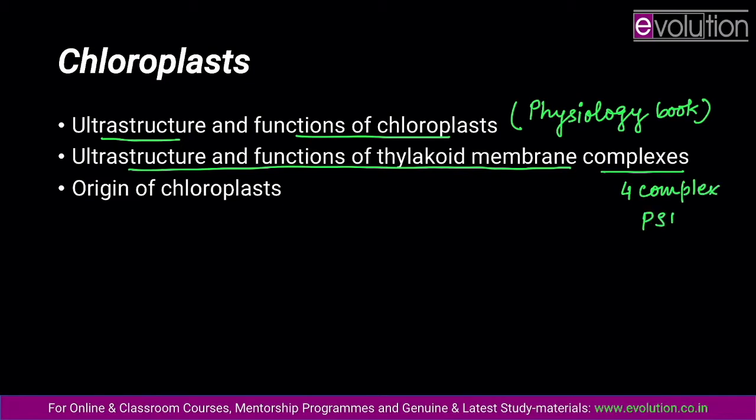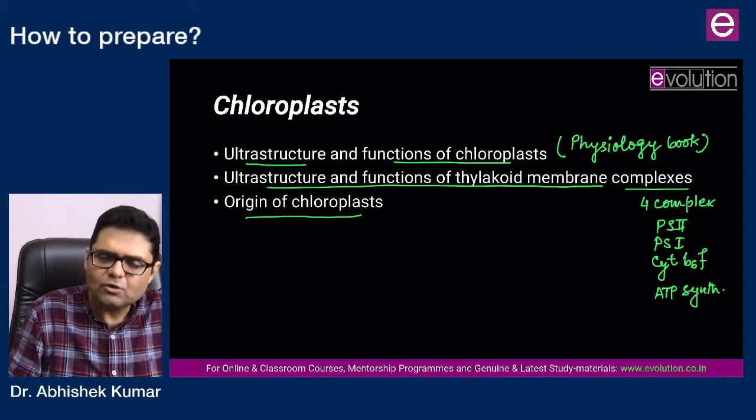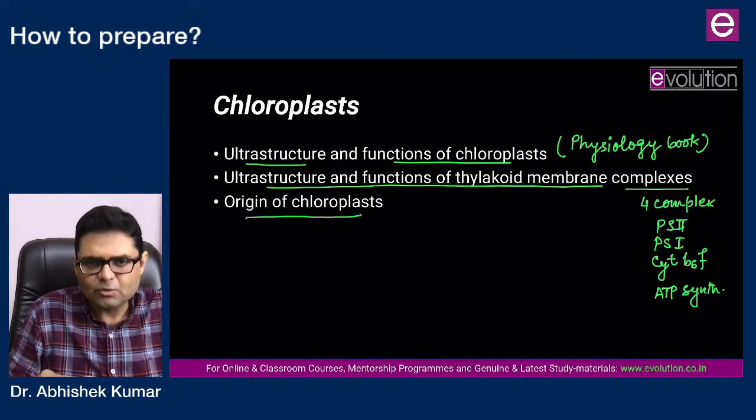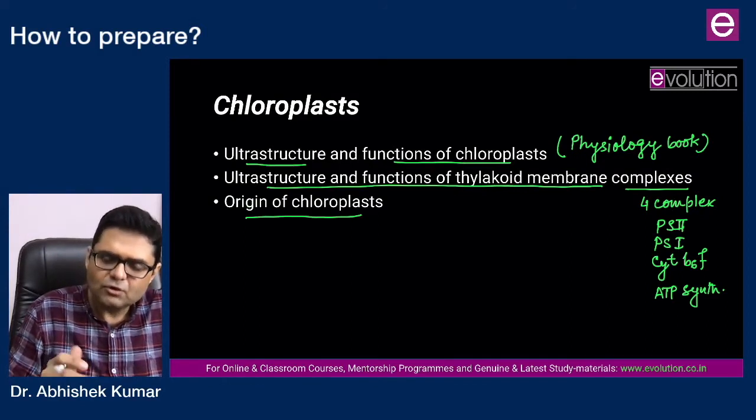It is PS2, PS1, cytochrome b6f complex and ATP synthase complex. This is a very important question that has often been asked in the main examination. And finally, you should do the endosymbiotic origin of chloroplast and how primary chloroplast evolution took place and how secondary chloroplast evolution took place. Origin of chloroplast has routinely been asked in the main examination, although less frequently in the last 10 years, but if you broaden your horizon, you will notice that it is one of the questions that UPSC has asked.